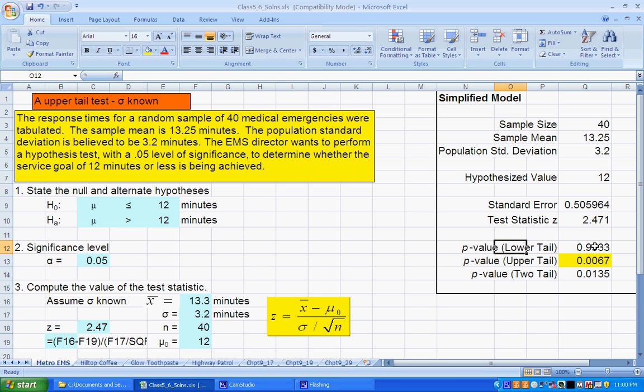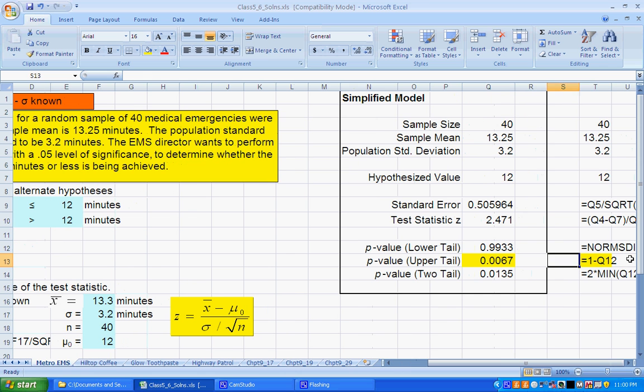But since it's an upper tail test, we're looking to the right into the upper tail. It's simply the complement to this. In this case, the p-value is rather small. We compare the p-value here, 0.0067, to the alpha value, 0.05.